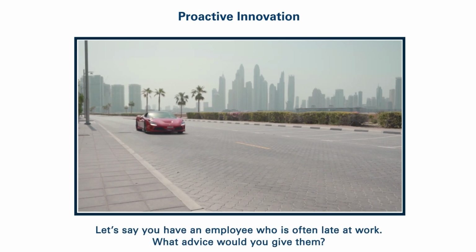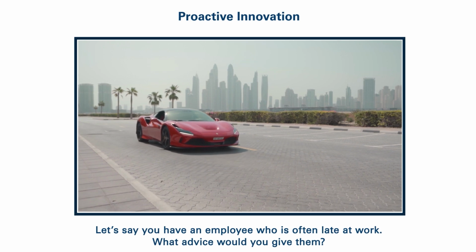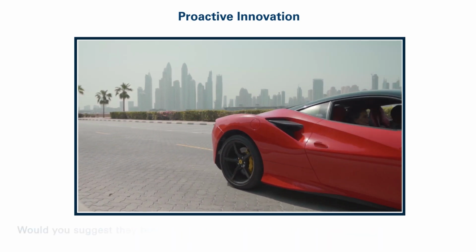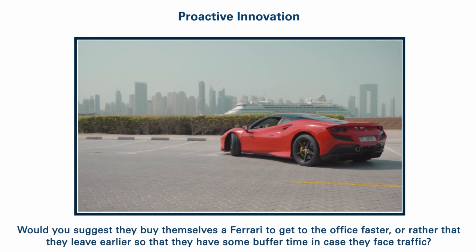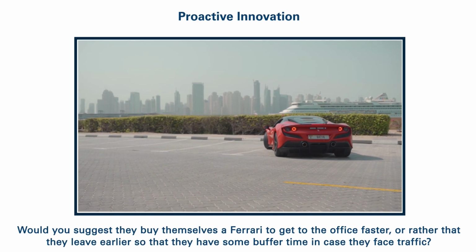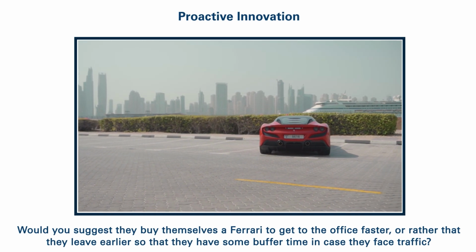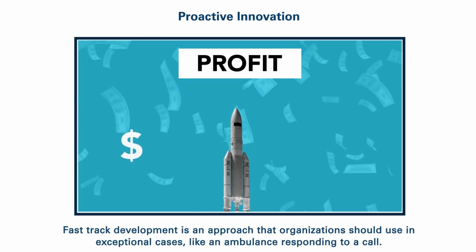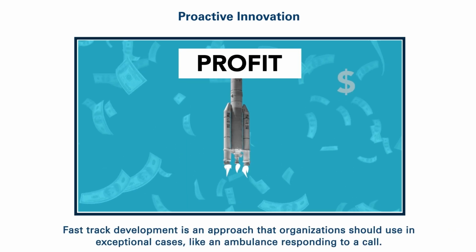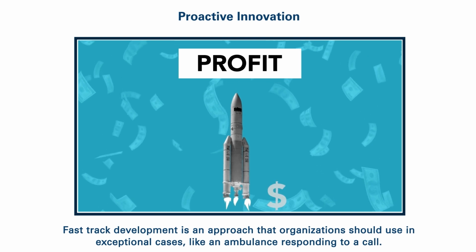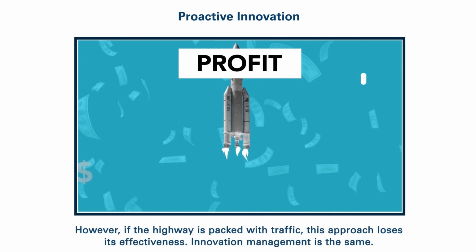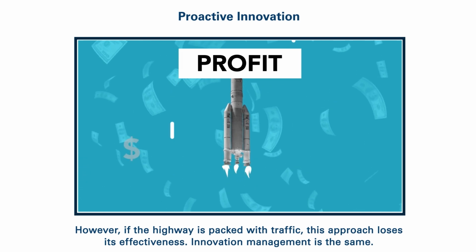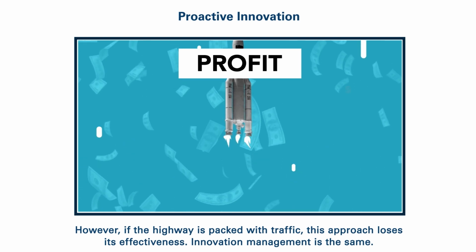But let's say you have an employee who is often late at work. What advice would you give them? Would you suggest they buy themselves a Ferrari to get to the office faster? Or rather that they leave earlier so that they have some buffer time in case they face traffic? Fast-track development is an approach that organizations should use in exceptional cases, like an ambulance responding to a call. However, if the highway is packed with traffic, this approach loses its effectiveness.